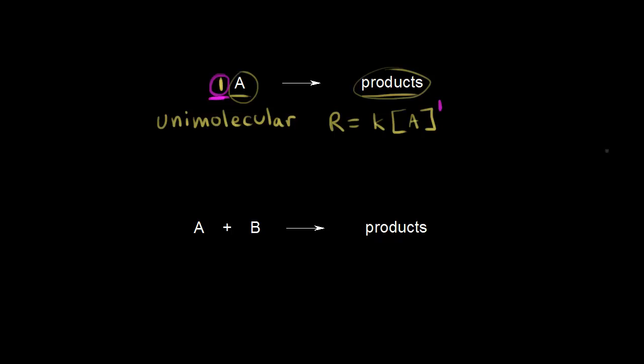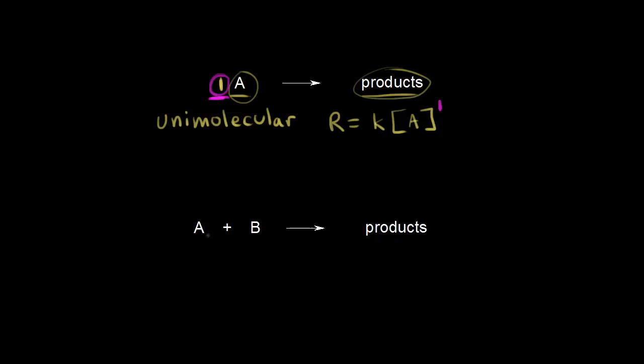So you can only do this for an elementary one-step reaction. You can't do this for an overall equation with a detailed mechanism like we'll see in the next video. But for these elementary reactions, you can do this. So the rate of our reaction is equal to the rate constant K times the concentration of A to the first power. So for this unimolecular reaction, it's first order in A.